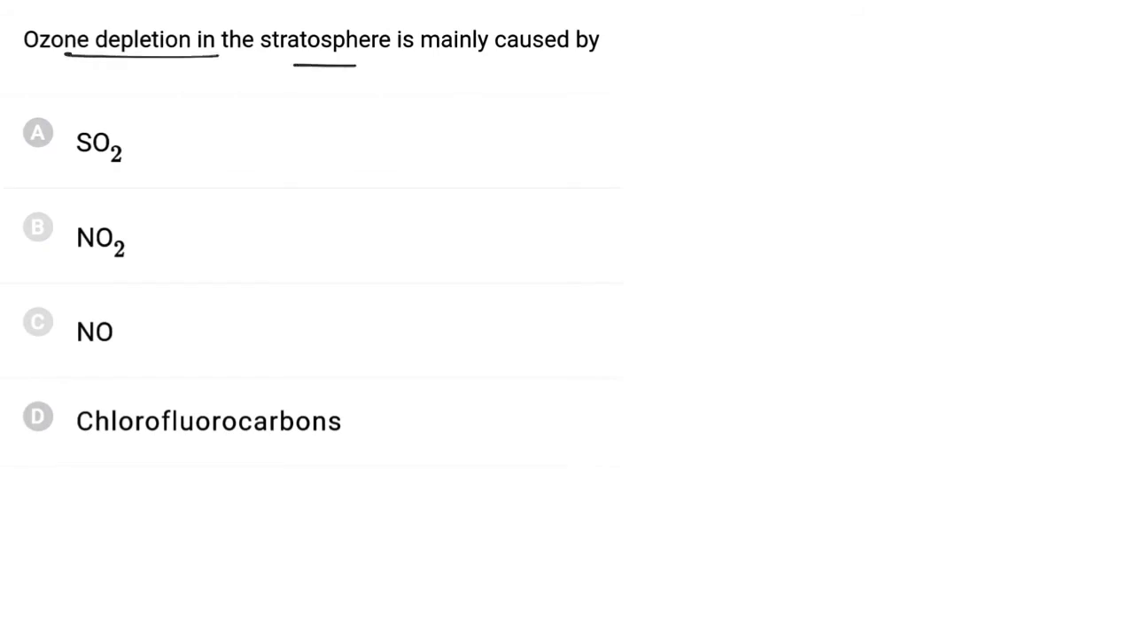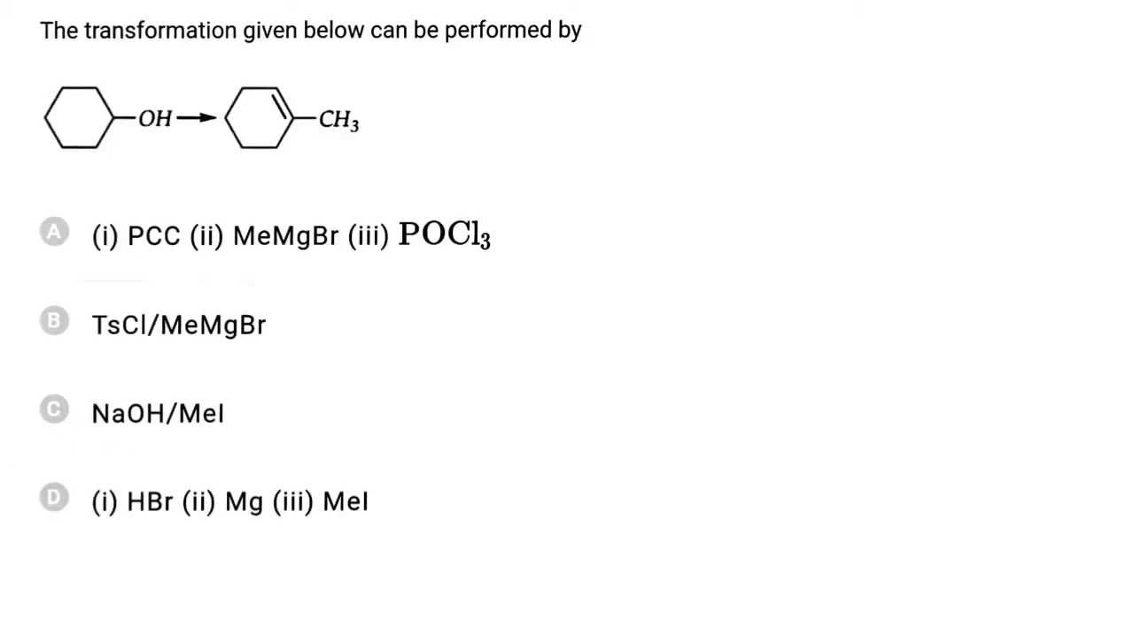Ozone depletion in the stratosphere is mainly caused due to chlorofluorocarbons. Chlorofluorocarbons form radicals, and these radicals combine with ozone molecules and convert ozone into oxygen. So for depletion of the ozone layer, chlorofluorocarbons are responsible, and hence the correct answer is D.